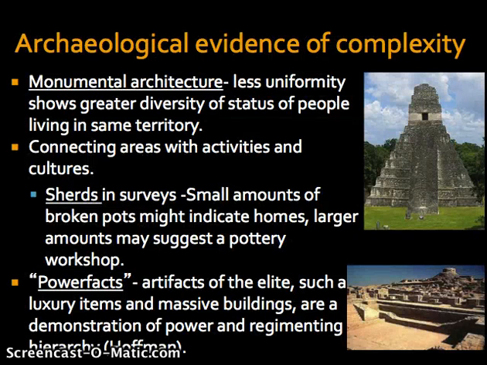Additional evidence for complexity in the archaeological record would include shards and surveys. If you see small amounts of broken pots, this might indicate a home. However, if you see large amounts in a given area, this might indicate a pottery workshop, indicating, in fact, occupational specialization. We also see power facts. These are artifacts of the elite. Luxury items and massive buildings are a demonstration of power and regimenting hierarchy.